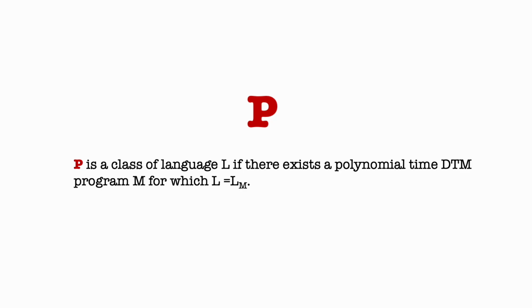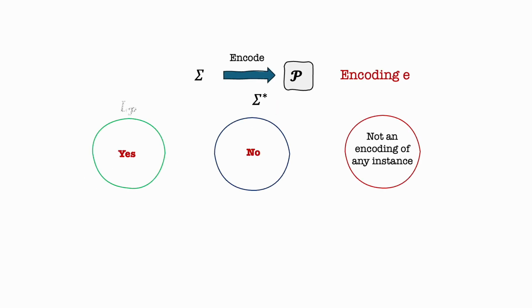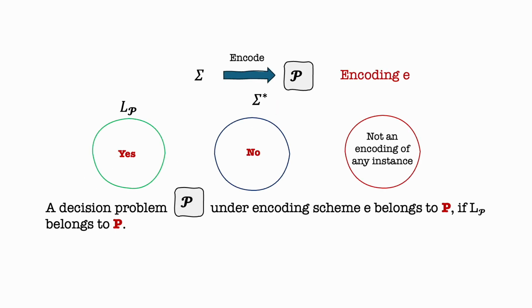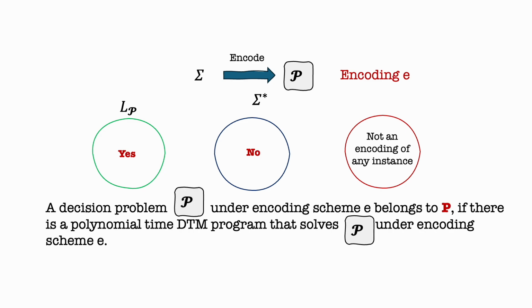We can also say a decision problem P under encoding scheme E belongs to class P if the language of problem P, L_P, belongs to the class P. Or we can say a decision problem P under encoding scheme E belongs to class P if there is a polynomial time DTM program that solves P under encoding scheme E. P is the set of all decision problems or equivalently languages that can be solved efficiently. Here, efficiently means they can be decided by a deterministic Turing machine in polynomial time.